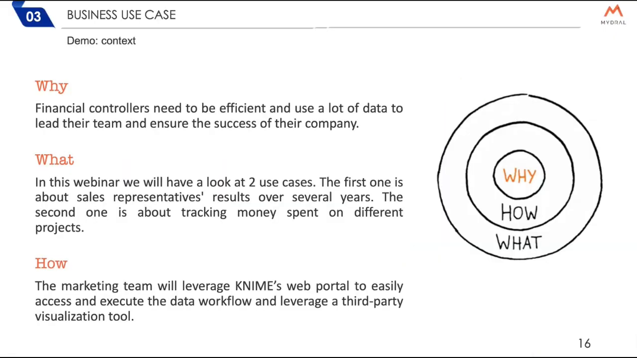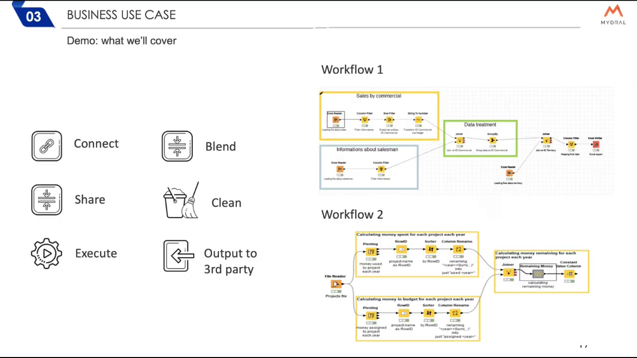So financial controllers need to be efficient and use a lot of data to lead their team and ensure the success of their company. In this webinar, we will have a look at two use cases. The first one is about sales representative results over several years. And the second one is about tracking money spent on different projects. We will use KNIME to process our data, and then we'll show you third-party software to visualize your data. We can see the final results of our two workflows. The first one, I will do with you live, and the second one, I will just present.